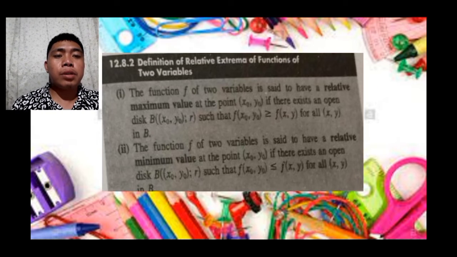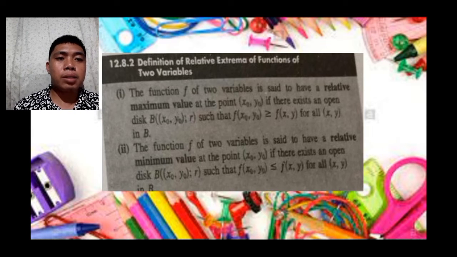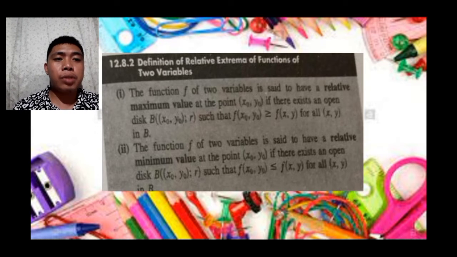Second, the function f of two variables is said to have a relative minimum value at the point (x sub 0, y sub 0) if there exists an open disk B of (x sub 0, y sub 0) and radius r such that f of x sub 0, y sub 0 is less than or equal to f of x, y for all (x, y) in B.